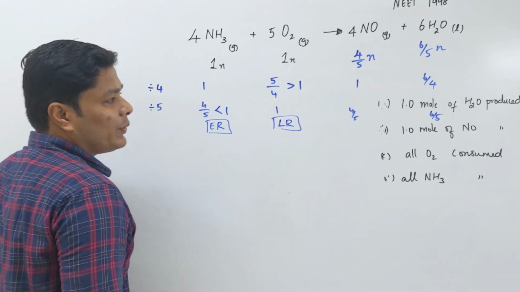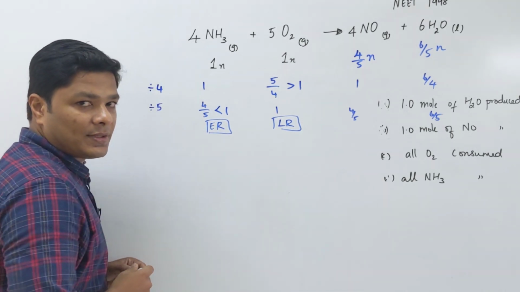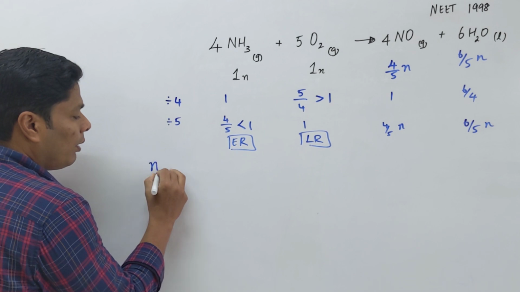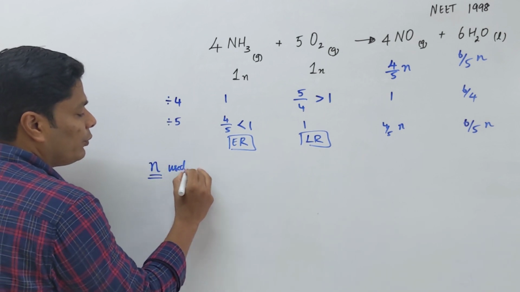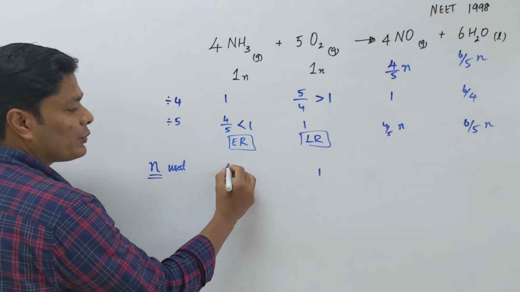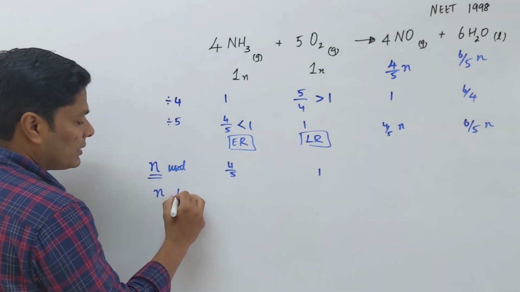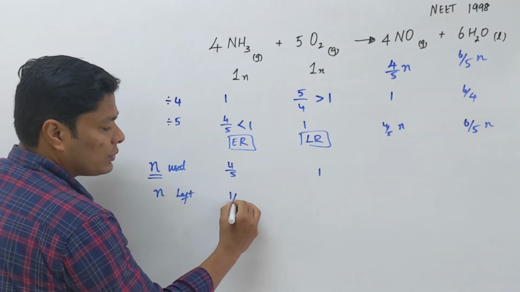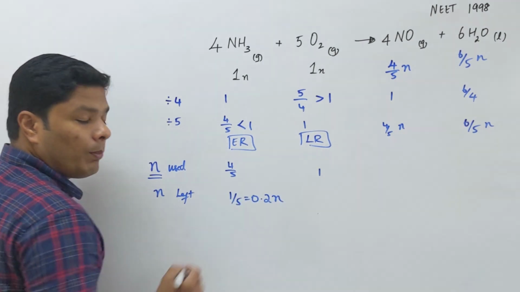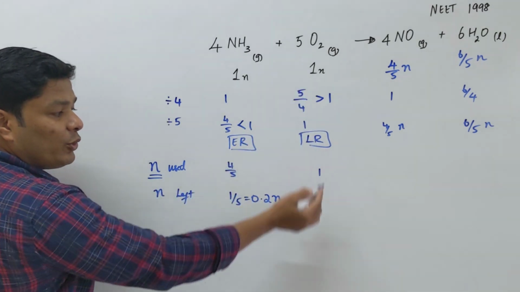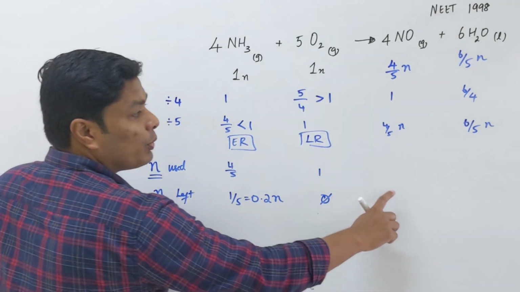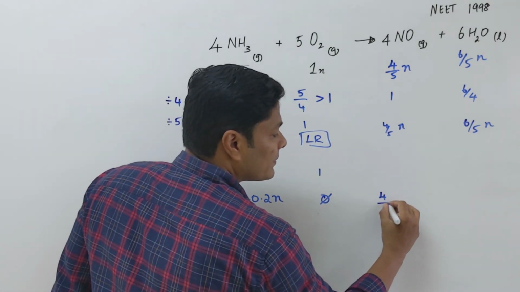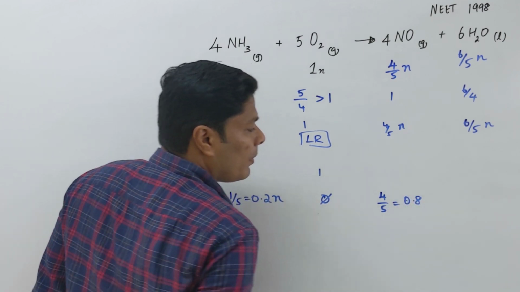Now let's look into what all we can do. We can actually end up calculating a few other things. Let's calculate those things. What is the moles used? 1. What is the moles used? 4/5. Moles left: I start with 1, I use up 4/5, I am left with 1/5 moles or 0.2 moles. How much is left over? Everything is going to be used up. So 0 moles is left over. How much of this is left over? NO 4/5 moles. So I can say it is 4/5 or 0.8 moles.